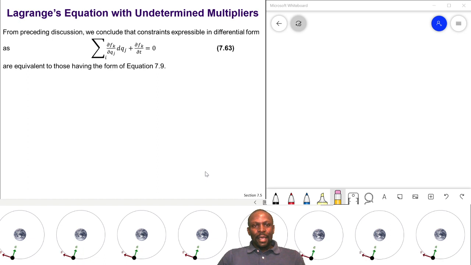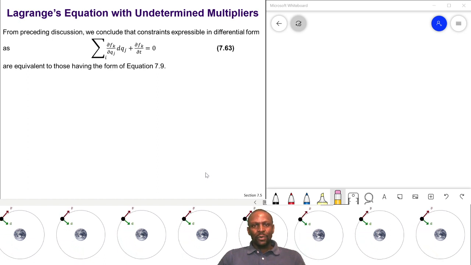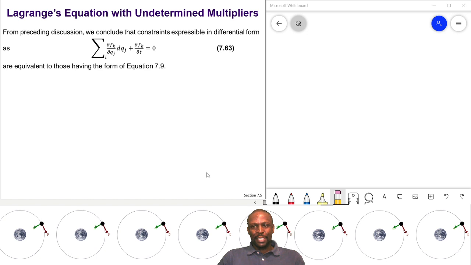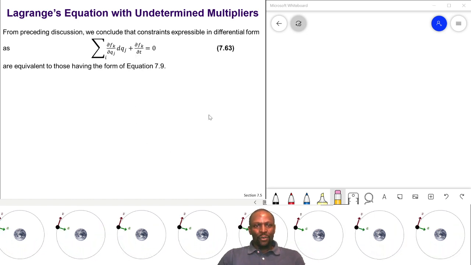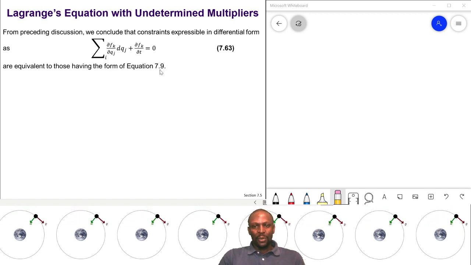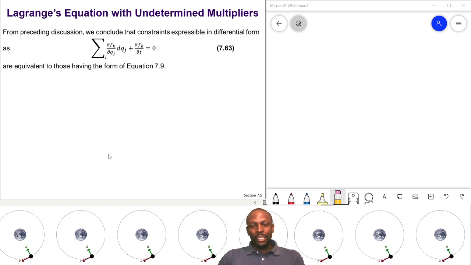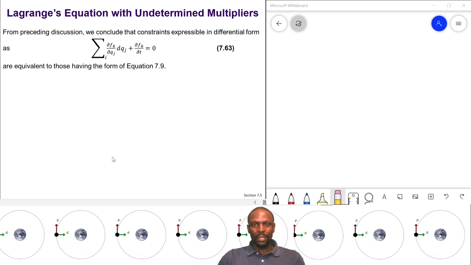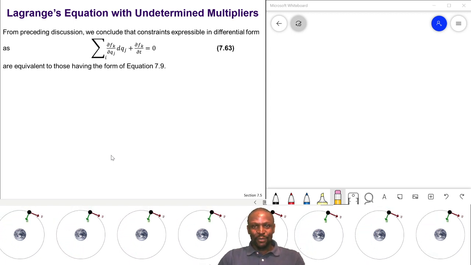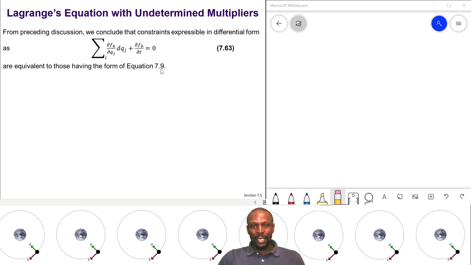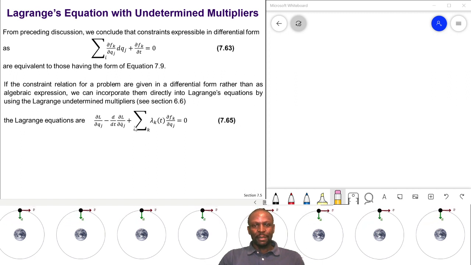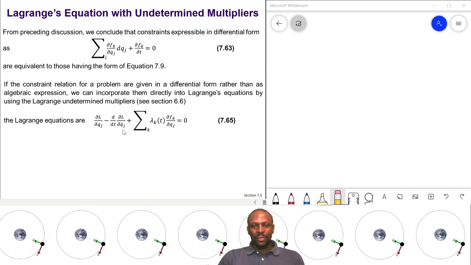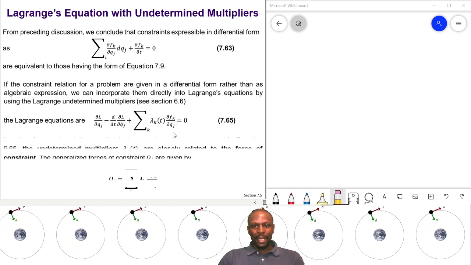Now, from the present discussion, we concluded that the constraints expressible in differential form as this are equivalent to those having the form of equation 7.9. Sorry, I will just be naming the equations now, and I want you to bear with me because this lecture video will be too long. Now go back and look at equation 7.9. The Lagrange equation will be given by this equation here.